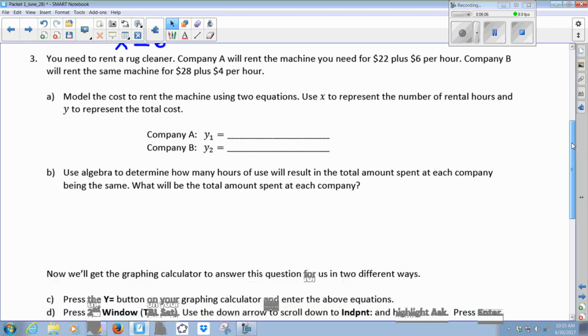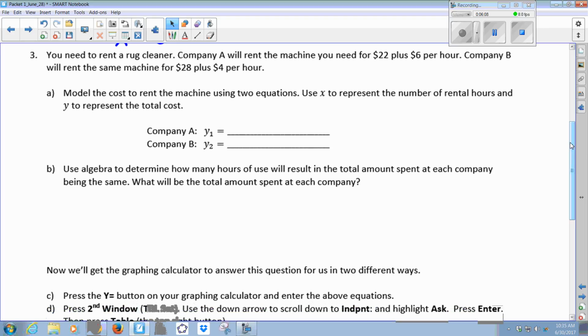So here's a problem that involves finding out when two linear equations are equal. We have set up this situation, a story, where we're renting a rug cleaner. The first company that you could rent the rug cleaner from will charge you $22 as a flat fee plus $6 per hour. Company B will rent the same machine for $28 upfront, so it's a little higher flat fee, but the hourly rate is only $4 per hour.